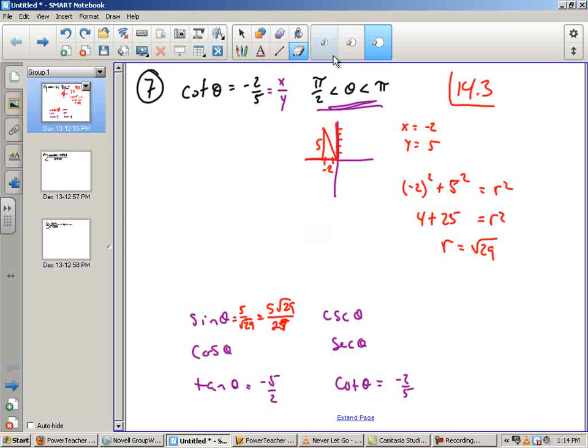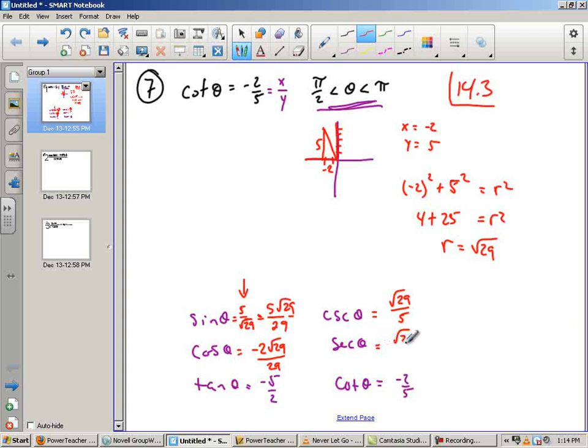Let's clean that up just a little bit. My bad. So it's over 29. Over here, the cosecant, it's reciprocal. If I take this version and reciprocate it, I'll get root 29 over 5. And that's simple. Here, I'm going to get a negative 2 over root 29, so that'd be negative 2 root 29 over 29, making this root 29 over 2, and I better slip the negative out front. Okay, so there's my 6 trig functions for something that has a cotangent of negative 2/5 in that region there.